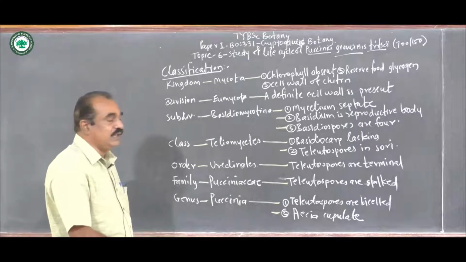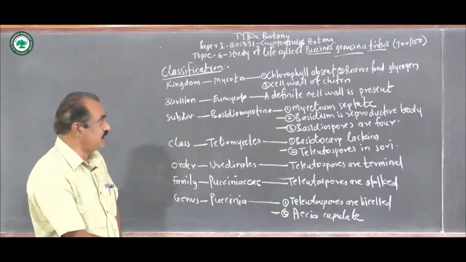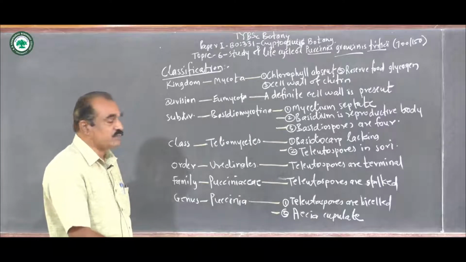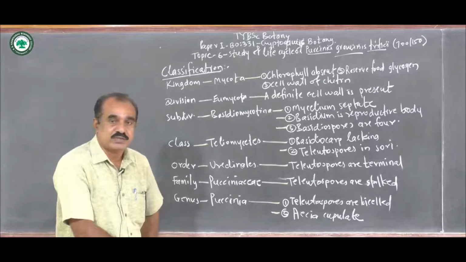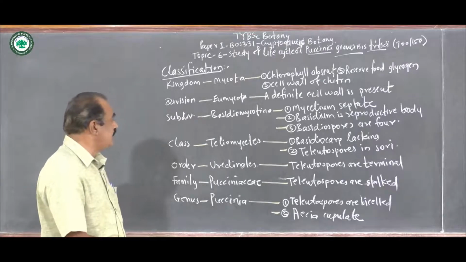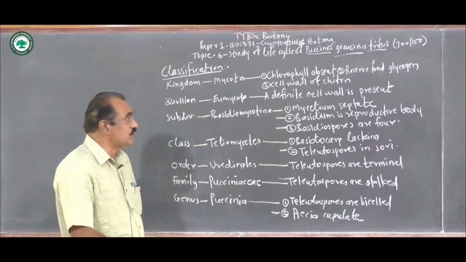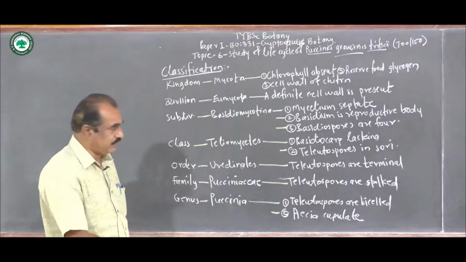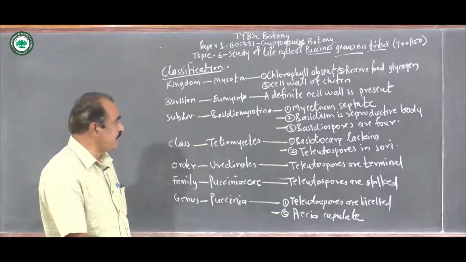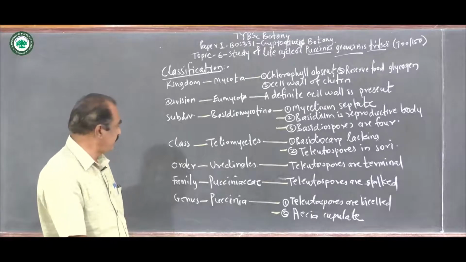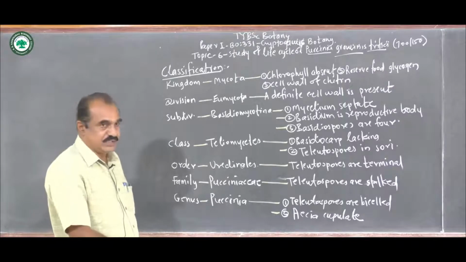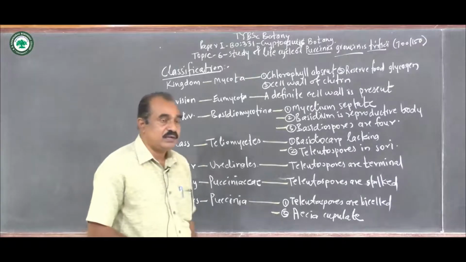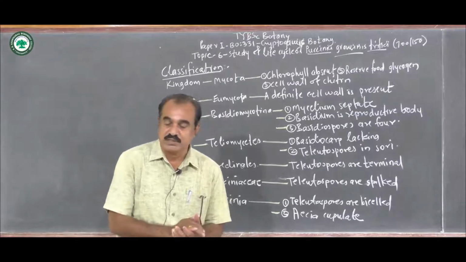Then class Teliomycetes. The reasons are: basidiocarp is lacking. Second reason, teliospores are developed in a sorus. Then order Uredinales. Teliospores are terminal in position. Family Pucciniaceae. Teliospores are stalked. Then genus Puccinia. Teliospores are stalked, and aecia are cupulate in structure.